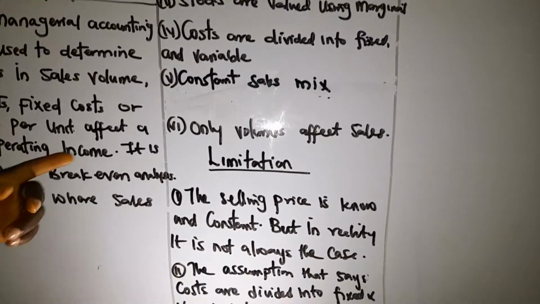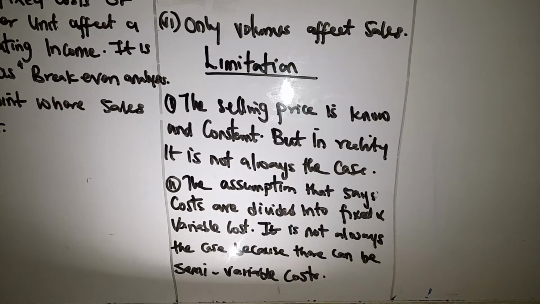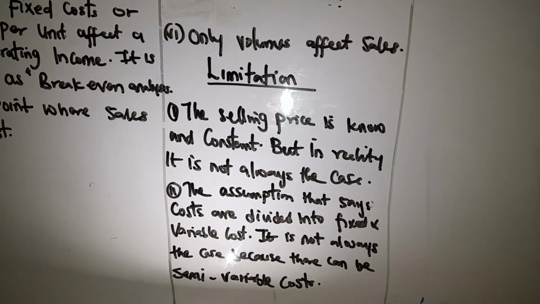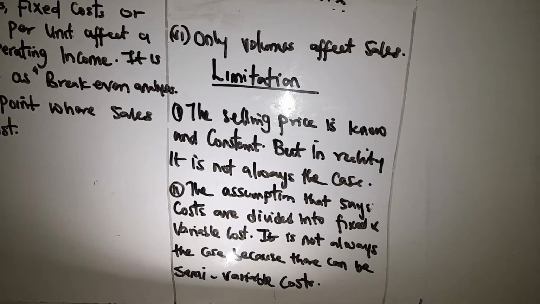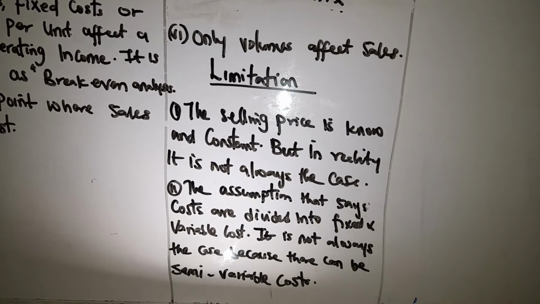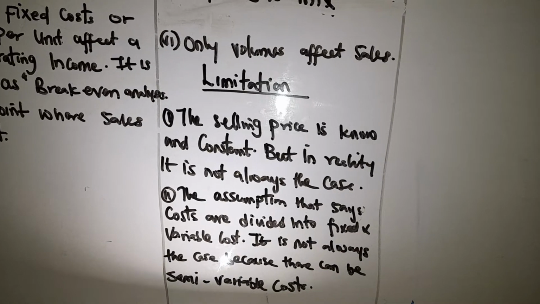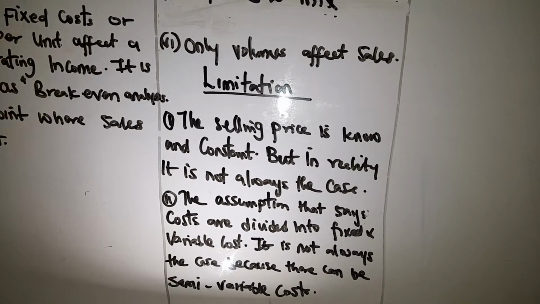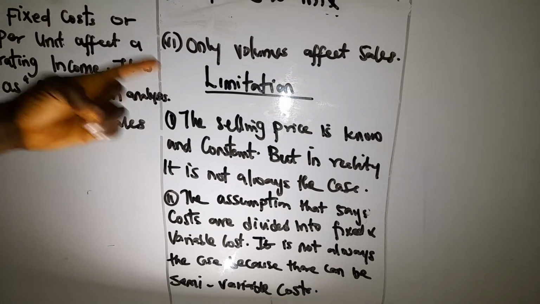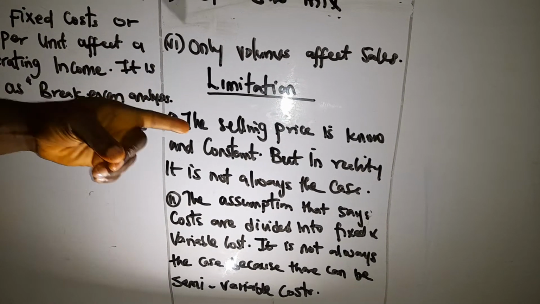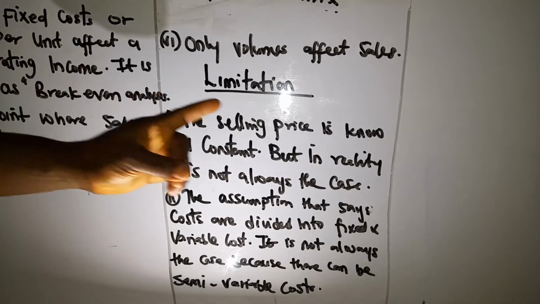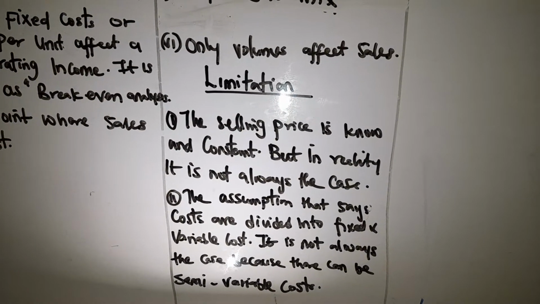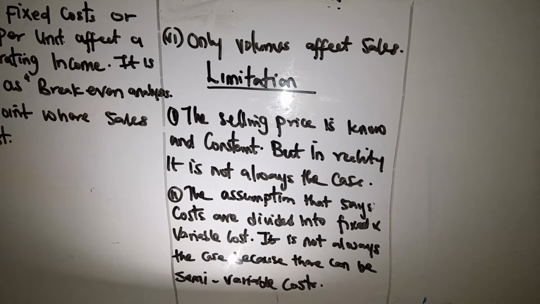The first limitation is what? The selling price is known and is constant. Fine, that is the first assumption. But here, the limitation is saying in reality, it is not always the case, because you can't expect me to have my sales price at 10 naira last year and still have it the same this year. So in reality, it's not always the case. So the selling price is not always constant.